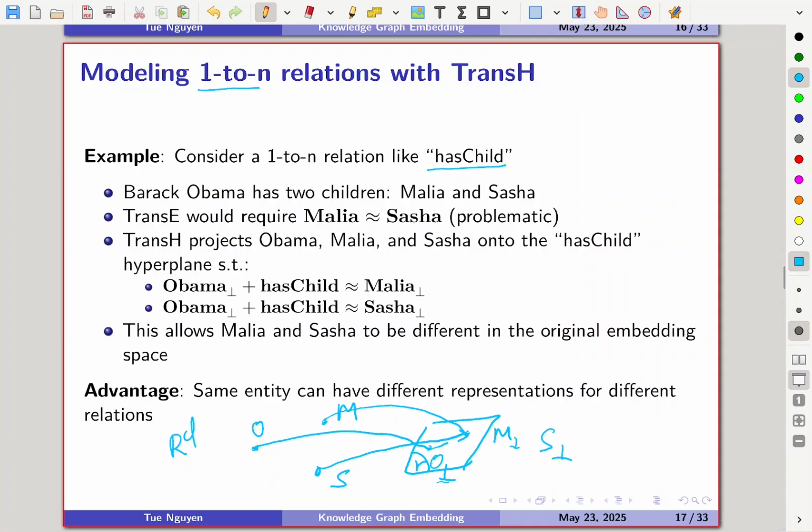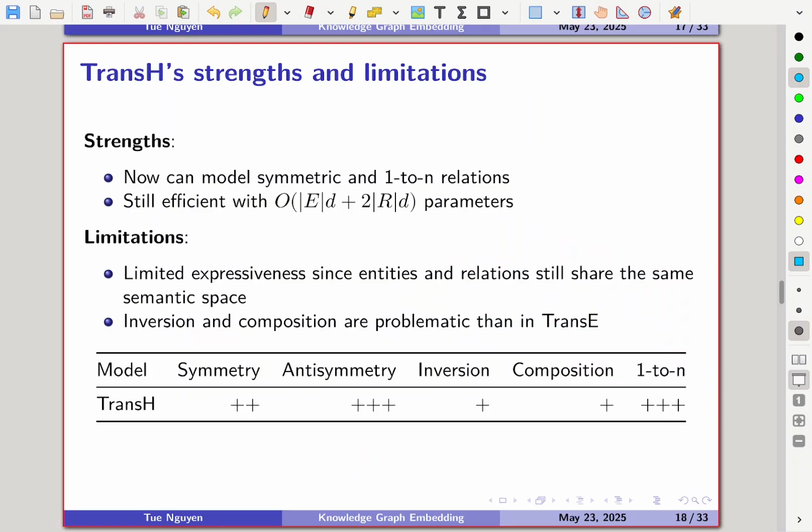And it's possible that on this plane, Malia and Sasha have the same representation specifically for the has child relation. And when we do the translation, we get from the projection of Obama to the 2 representations of Malia and Sasha. So it fixes the problem of modeling one-to-n relations with TransE. So as we can see, the first strength of TransH is that it can model symmetric and one-to-n relations, which is not possible in TransE.